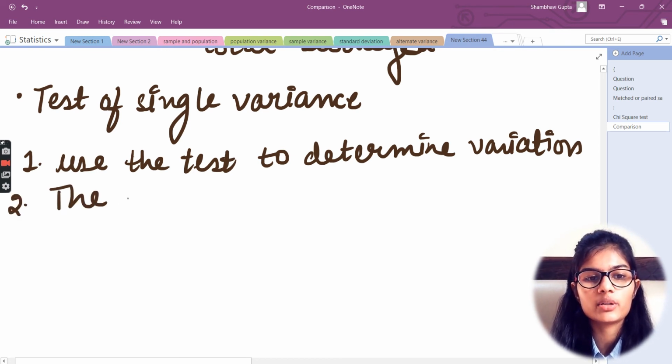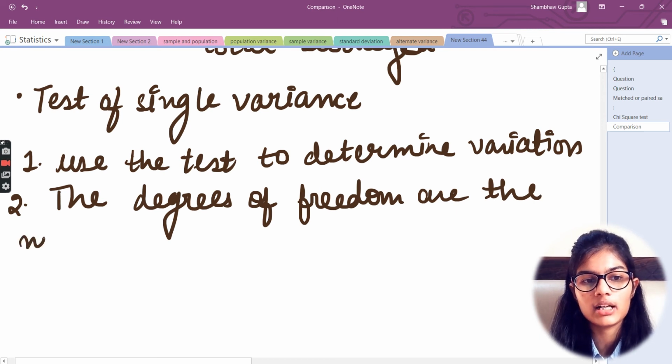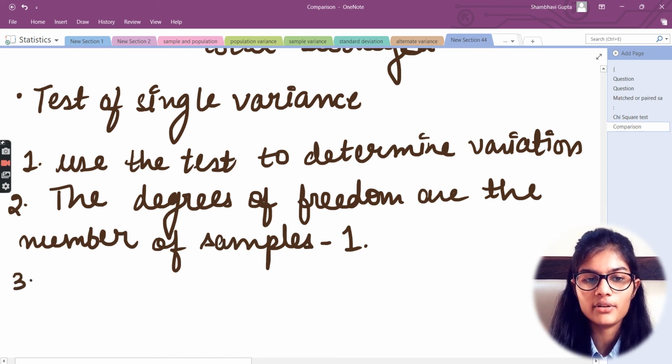Next, what are the degrees of freedom? The degrees of freedom are the number of samples minus 1. So the degrees of freedom which we are having are the number of samples subtracted by 1.